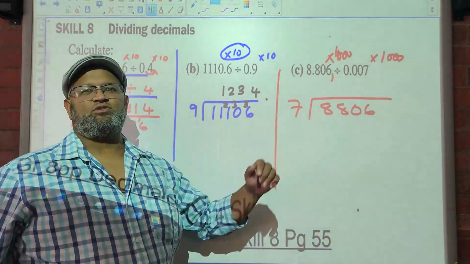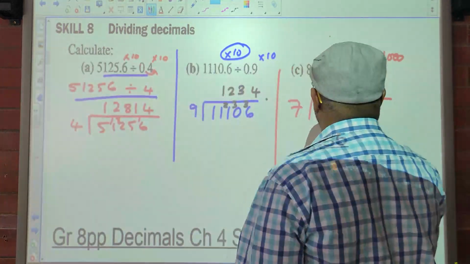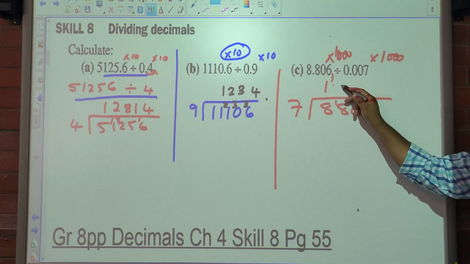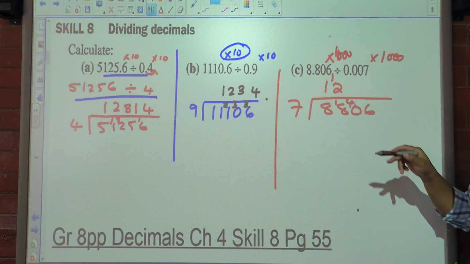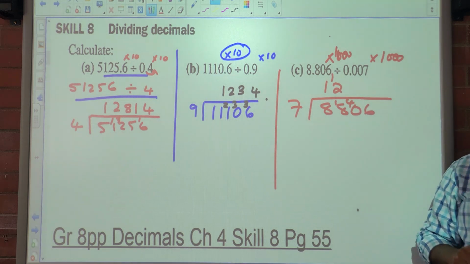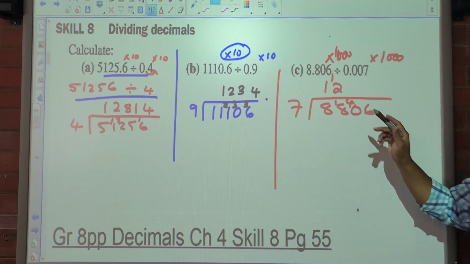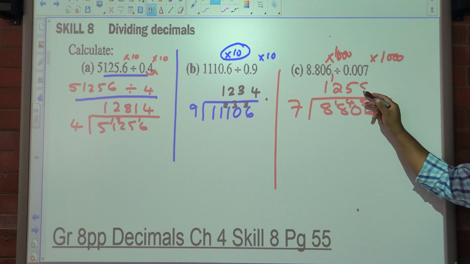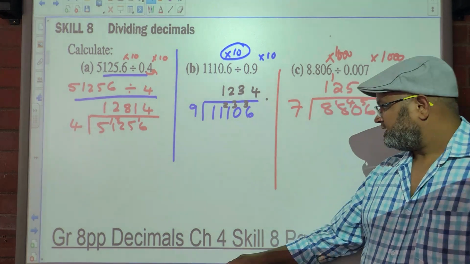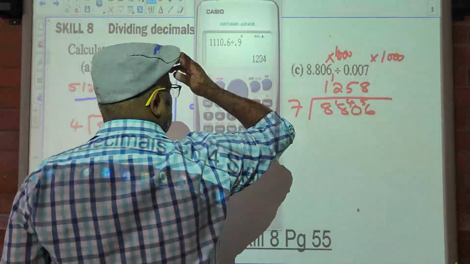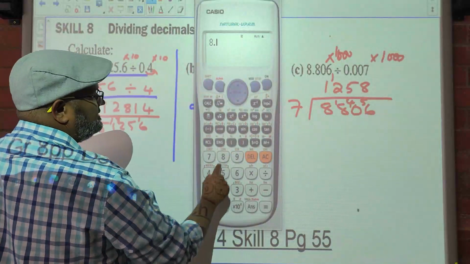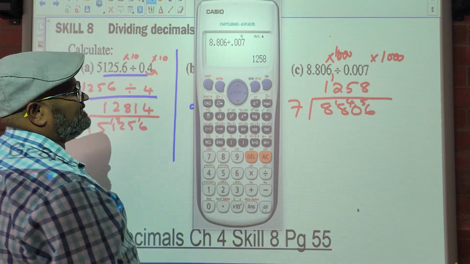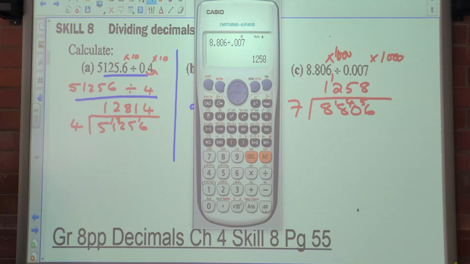How many times is 7 going into 8? Once. Remainder? 1. How many times is 7 going into 18? Twice. It was 14. So remainder? 4. 7 going into 40 how many times? 5. It was 35. Remainder? 5. 7 going into 56? 8 times. So we can test it as well. So it's going to be 8.806, which must be divided by 0.007 is 1258.